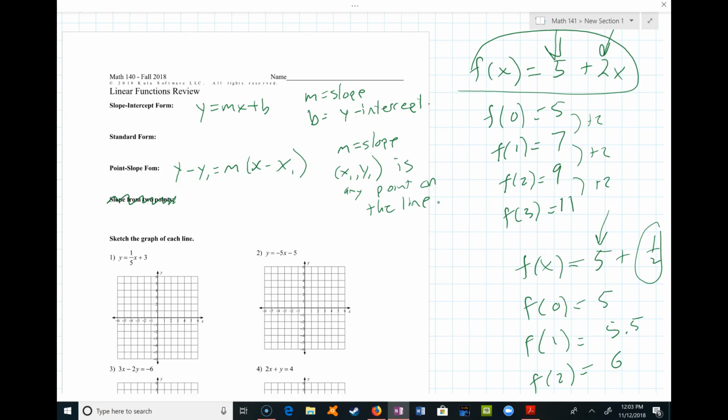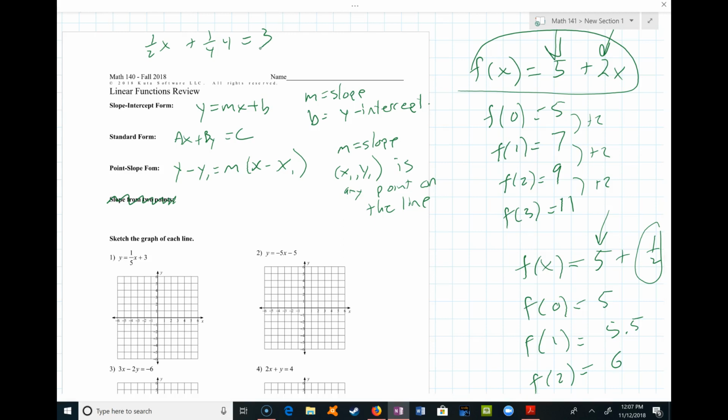Standard form is often thought of as the prettiest form, I guess. It's ax plus by equals c. Standard form is when you have x and y on one side and nothing but integer coefficients, so a, b, and c all have to be integers. So if you have a function that looks like 1/2 x plus 1/4 y equals 3, that would not be considered standard form. You'd want to change it.